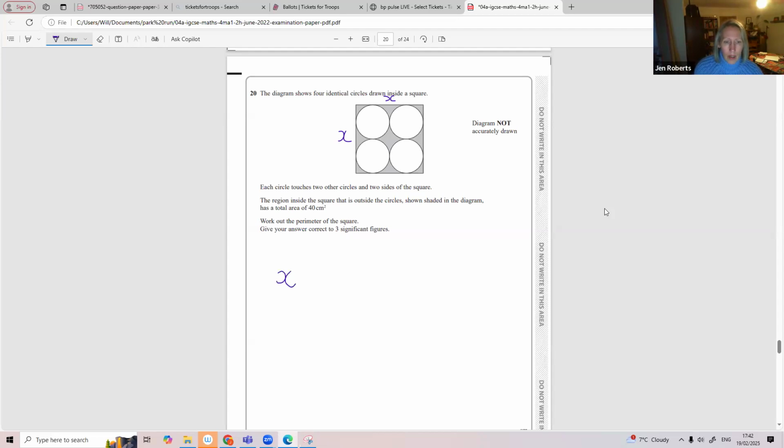The area of the whole square is 4x squared. I need to minus these 4 circles, don't I, to get the shaded area. But how do I write that in algebra? Well, if that whole length is x, these are half x, so the radii are each a quarter x, if that makes sense. So it's x squared minus, the area of a circle is pi times r squared, but we need 4 of them. So 4, because 1, 2, 3, 4 circles, times pi times radius, a quarter x, squared equals 40.